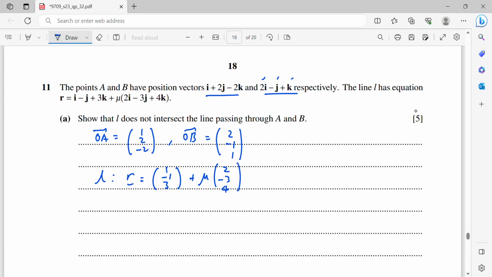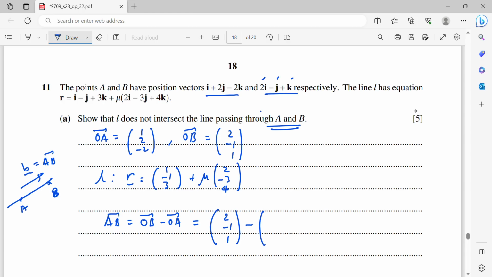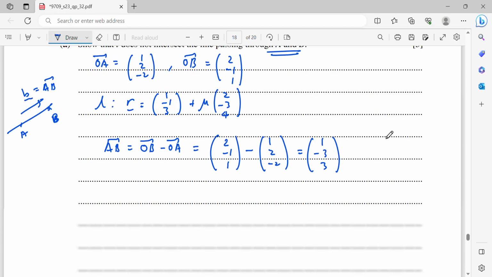Show that L does not intersect the line passing through AB. So now I need to find the line AB, the line passing through AB. So this is A, here is B. I need to find the direction vector, which is basically the same as AB. So now I will write AB equals OB minus OA, which is 2 minus 1, 1 minus 2, 1 minus minus 2. Then you will get 2 minus 1 is 1, 1 minus 2 is minus 1, 1 minus minus 2 is 3. This is our AB, which is the direction vector as well.